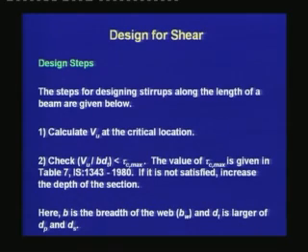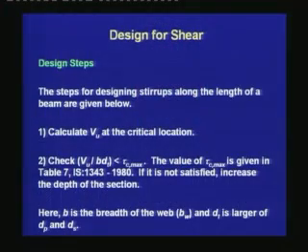The steps for designing stirrups along the length of a beam are given below. First, calculate Vu at the critical location. This can be calculated from the analysis or by using coefficients given in IS 456. Second, check Vu divided by B dt to be less than tau c max. The value of tau c max is given in Table 7 of IS 1343-1980. If it is not satisfied, increase the depth of the section.